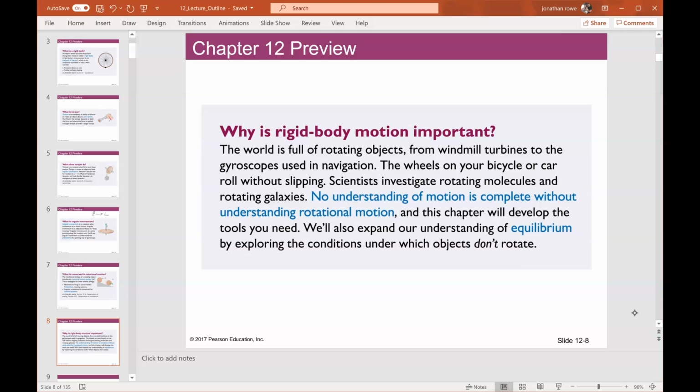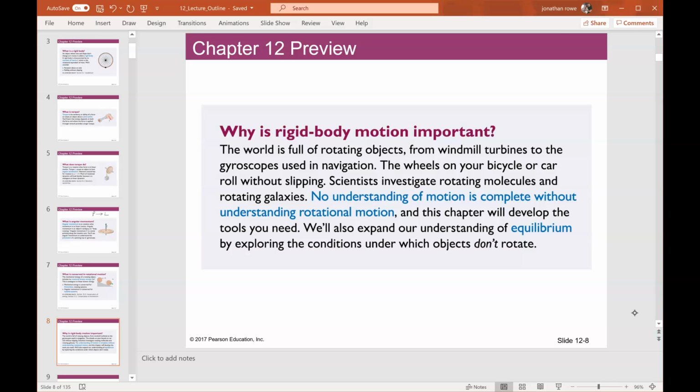Why is rigid body motion so important? The world is full of rotating objects. Windmill turbines, gyroscopes used in navigation, the wheels on your bicycle or car. Scientists investigate rotating molecules and rotating galaxies, from the itty-bitty to the grandioso. No understanding of motion is complete without understanding rotational motion. And this chapter will develop the tools you need.